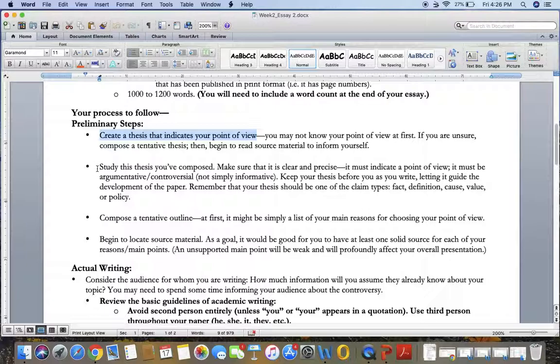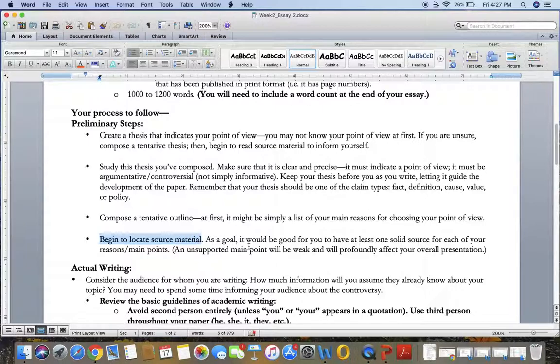And then you really want to keep your thesis in front of you as you write. Your thesis statement is going to be the whole premise of your paper, so every one of your body paragraphs should be supporting that claim. And I would start out with some type of tentative outline, and that just means make a list of your reasons. Here is my claim. Here is why I think this is true. And once you have that, then start with your research.